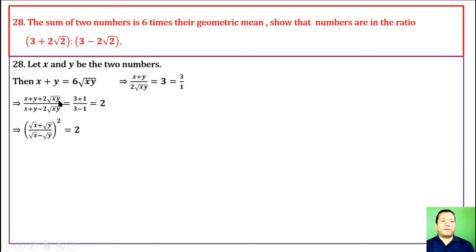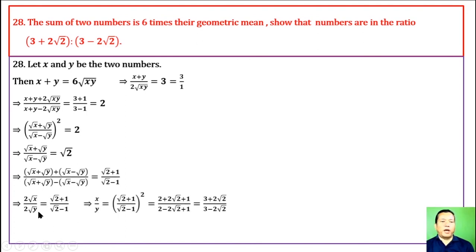And completing perfect square on numerator as well as in denominator, we get this. Squaring, taking out square root, we get this. And again applying componendo dividendo on both sides, we get this. Simplify this by this, which gives this. Therefore, x is to y is equal to this is to this. Hence proved.